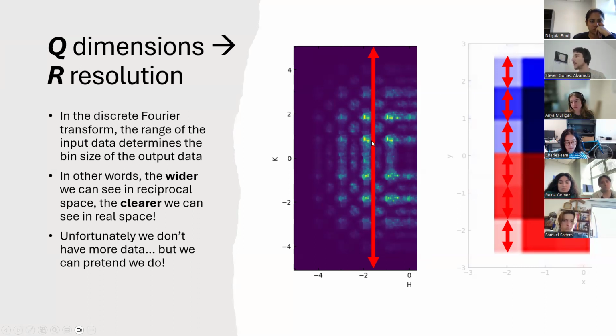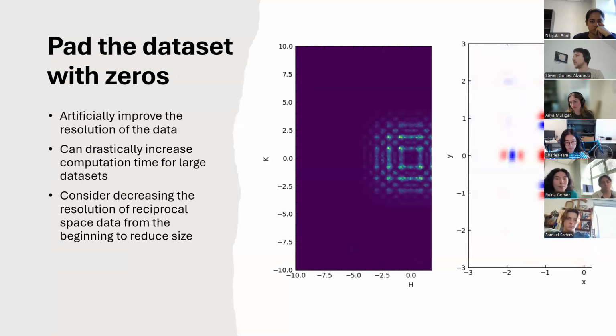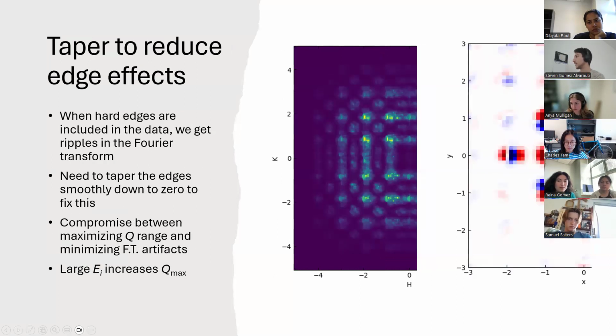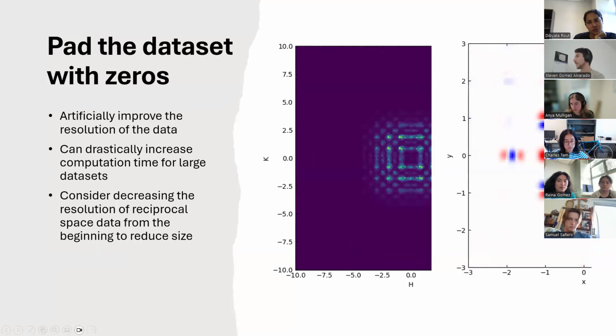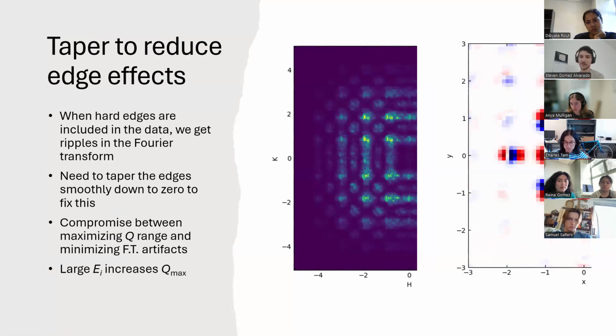And unfortunately, we don't have any more data, but we can pretend we do by just padding our data set with a bunch of 0 values. So that's what that looks like. We're just taking our data set, taking the array, and adding a bunch of 0 bins all the way around in every single direction. And what that looks like in real space is that now we see the features a lot more clearly, right? You can see that between the previous slide and here, big difference.